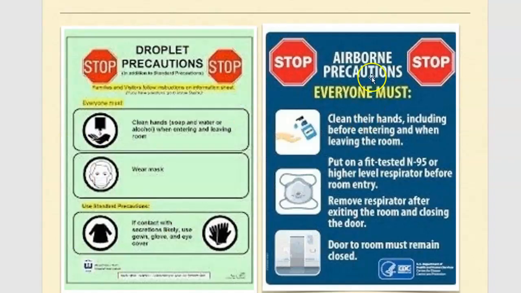Now, if you have an airborne isolation room, like the patient is in airborne isolation, they are required to wear a respirator mask. See, it says right here, put on the fit test, and an N95 mask is required. They also have to wear goggles. No, they don't have to wear goggles. They have to wear a mask and probably a gown and wash their hands. So it shows here that they must clean their hands before they enter, and then put on an N95 mask or a high-level respirator, and then remove the respirator after exiting the room and closing the door, and then they would wash their hands. So those are the things required in an airborne isolation.